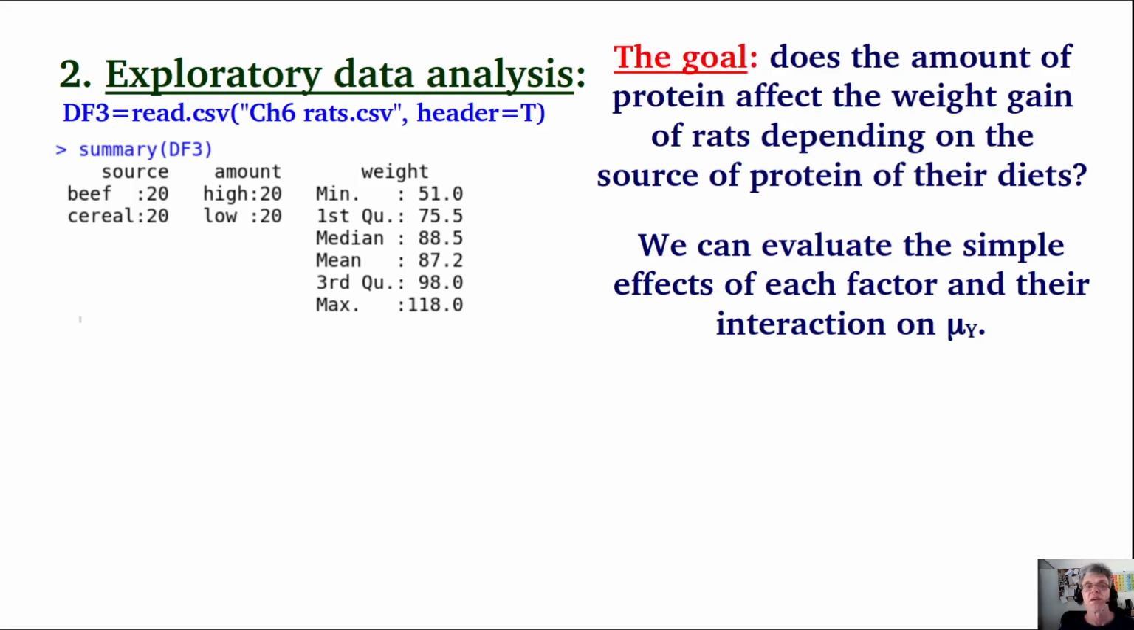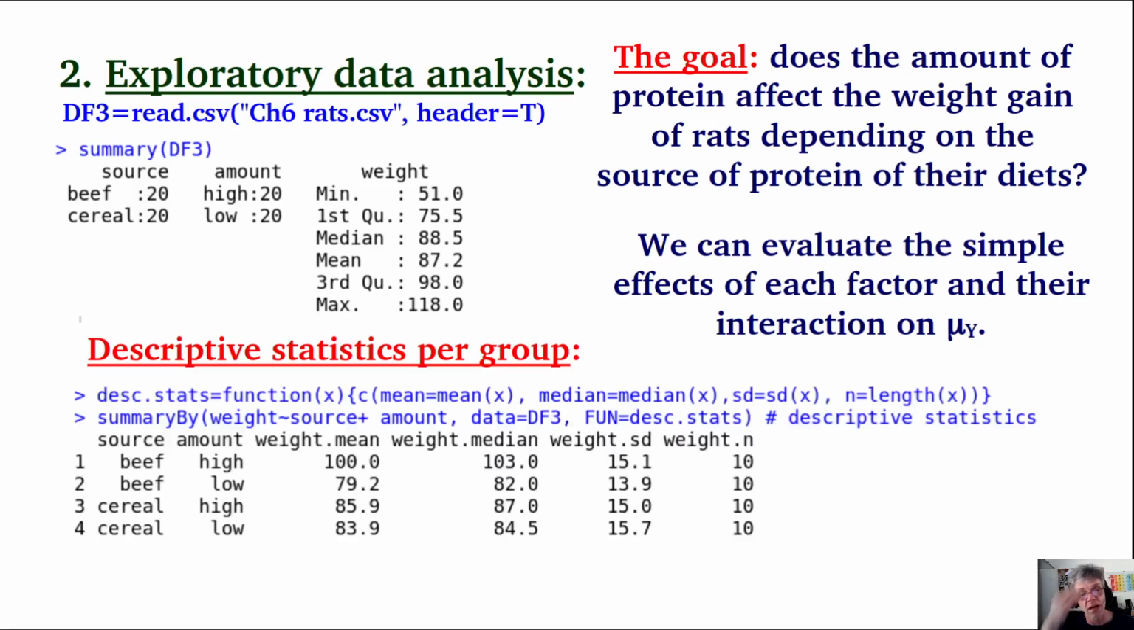The data concerns two explanatory variables, source and amount, and the response variable is weight. The goal is to assess whether the amount of protein affects the weight gain of rats depending on the source of protein in the diet. So we obtain descriptive statistics for each group. The group now is defined by the combination of levels of the two categorical explanatory variables, and we use our function desc_stat, descriptive statistics, that takes as an argument a vector and calculates the mean, the median, the standard deviation, and the number of data points.